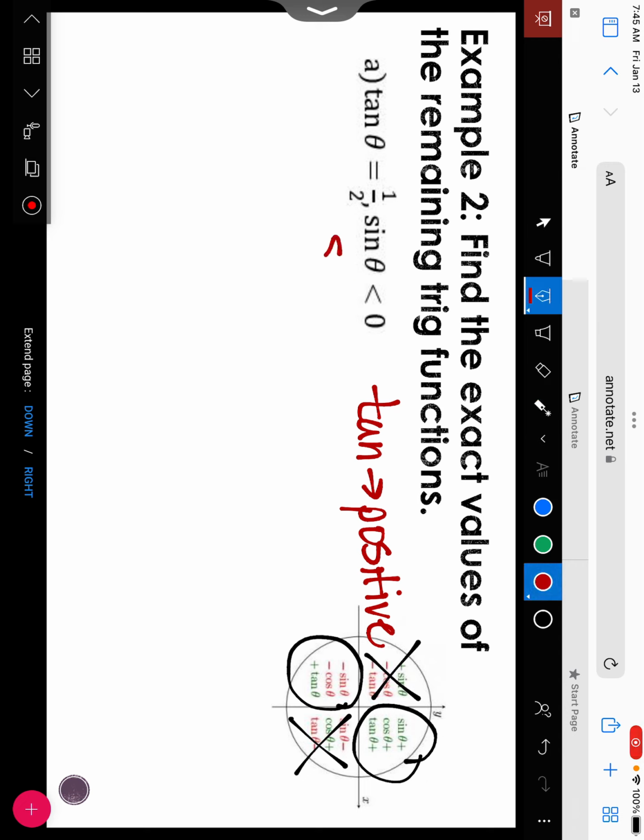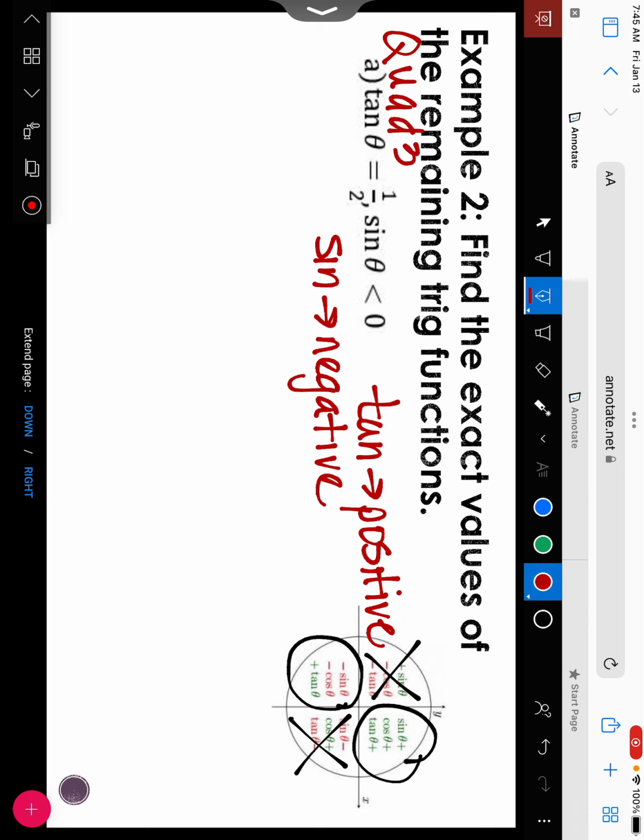So sine is negative. So what quadrant am I in? Am I in 1 or 3? Show me with your fingers. Yep, we're in 3. So we know we're in quadrant 3.